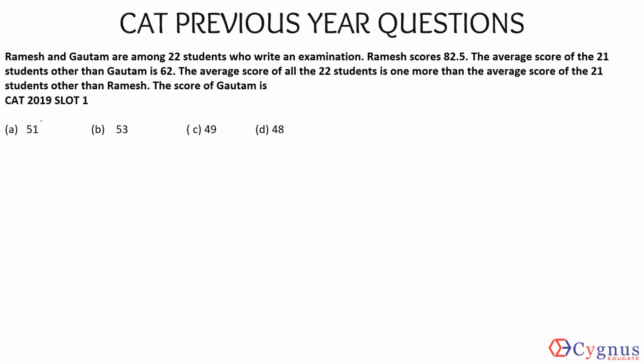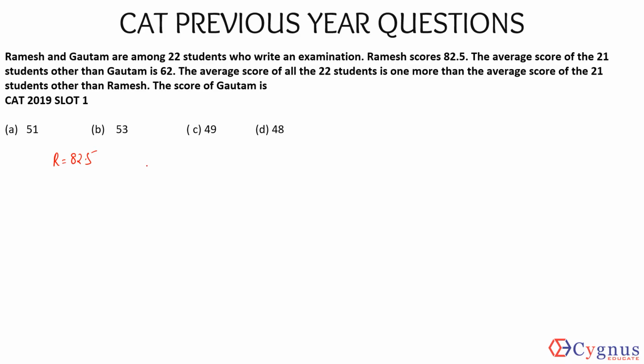Right. It's a question of CAT 2019 slot 1. Ramesh and Gautam are among 22 students who write an examination. Ramesh scores 82.5. The average score of the 21 students other than Gautam is 62. That means if we include Gautam, the average score will become how much?